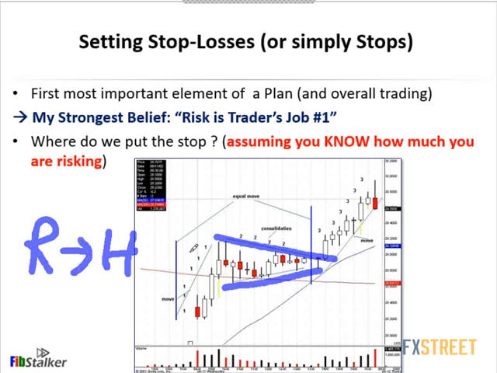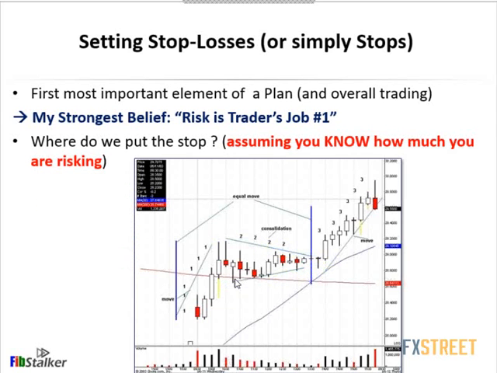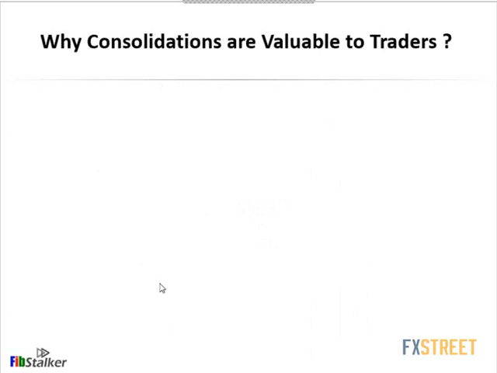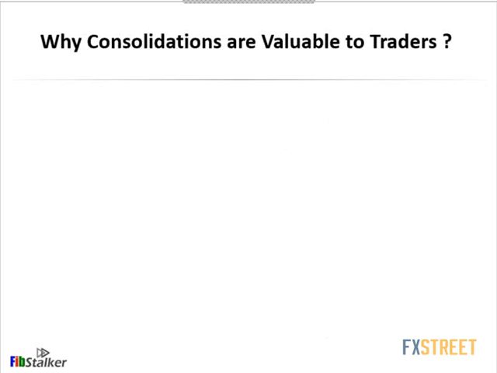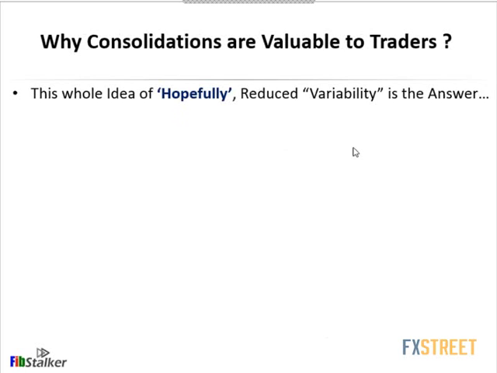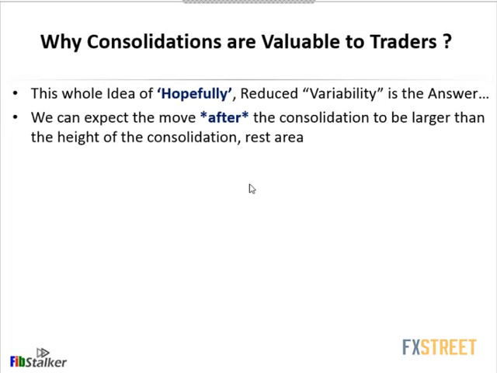And I jokingly say that later in the process and during the presentation of this material, we will convert a hope back into a rule, something that we can measure and use in our trading. Okay, so let's continue. Very, very important. Realize that this is just a hope, it is not a rule, and we need to have rules for trading. This whole idea of hopefully reducing variability is the answer, and we can expect the move after the consolidation to be larger than the height of the consolidation.